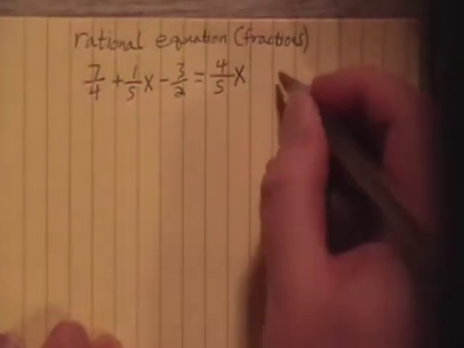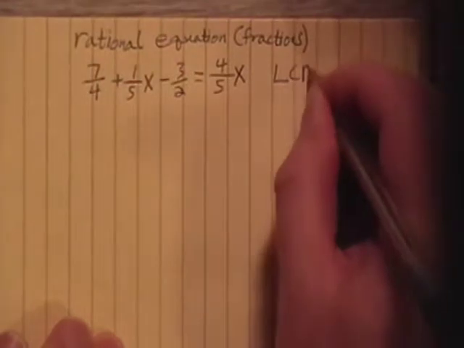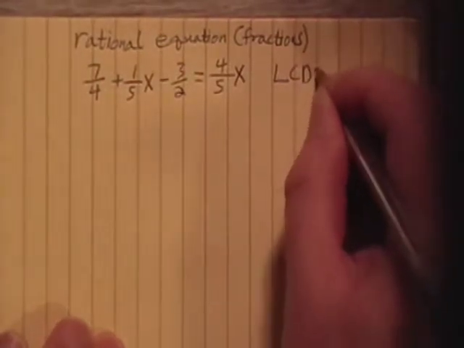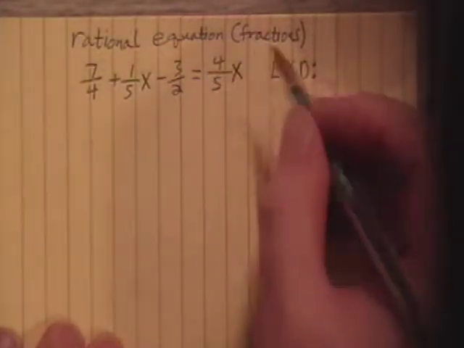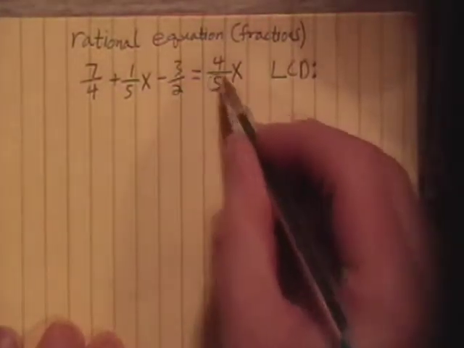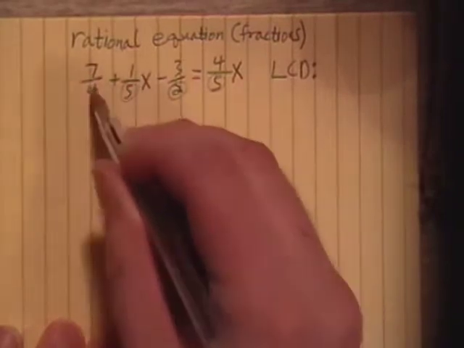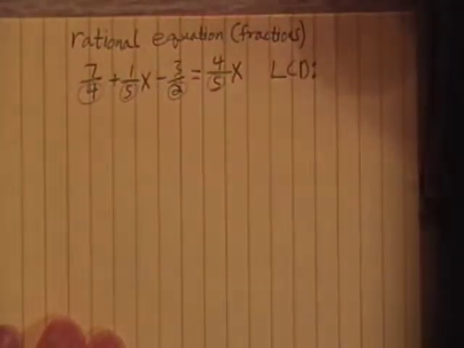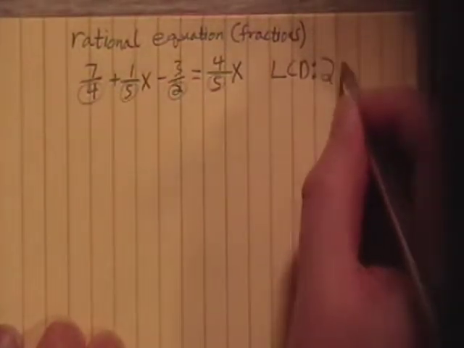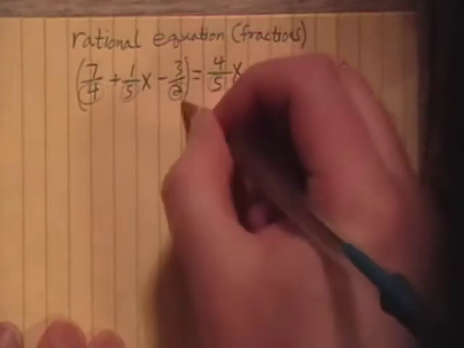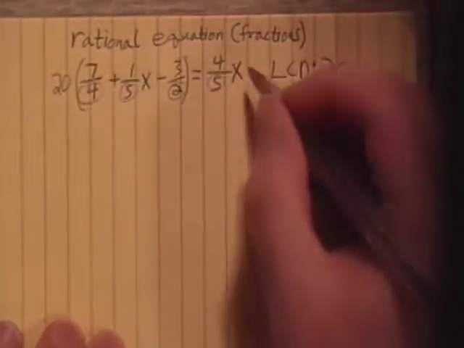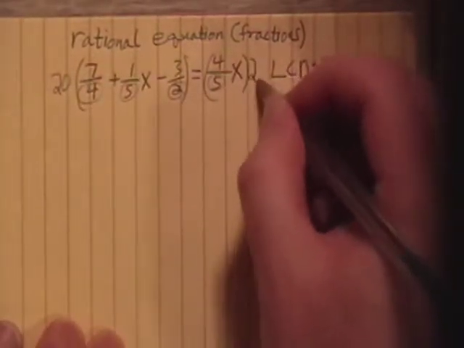That's done with this little thing called the LCD. It's called the least common denominator. And the least common denominator is the smallest number that all of the denominators in the equation go into. That LCD in this case is 20. The way to eliminate the fractions is to go ahead and multiply both sides of the equation by the LCD. Okay, so I'm going to do it to both sides.